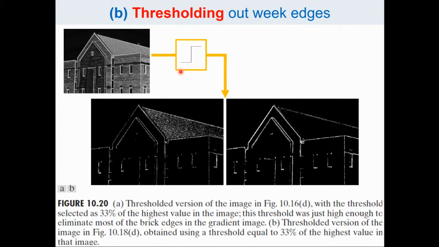So over here is the original image, and then over here is a thresholded version with a threshold selected to be 33, the highest value. Here, if we take the diagonal images as well. Okay.